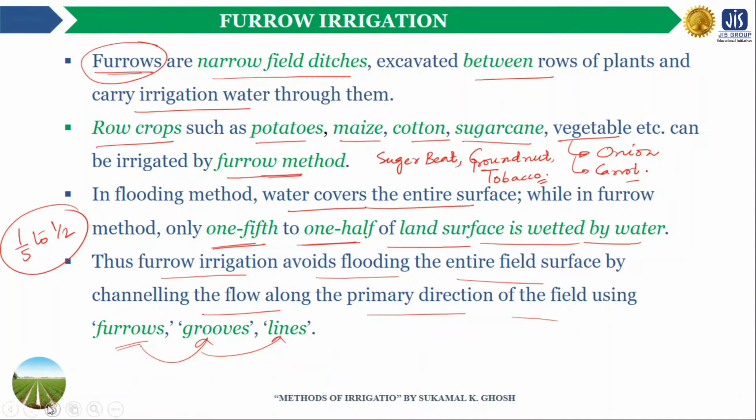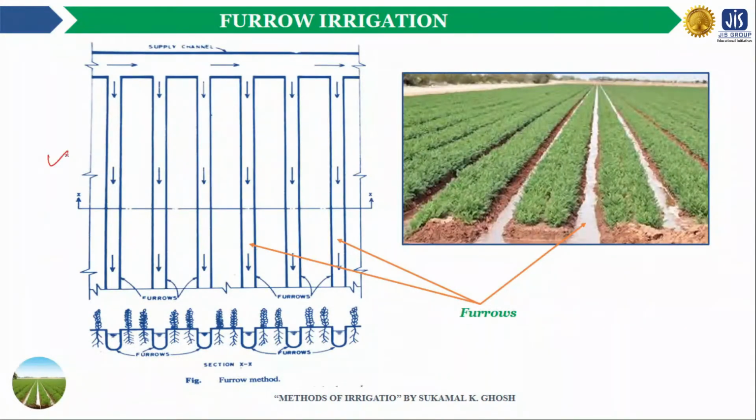This is a plan view of a portion of an agricultural field where the furrow irrigation method has been adopted for supplying water to the crops. You may observe in this figure that the long and narrow field channels or ditches are known as furrows, and the crops are growing in the space between the furrows. In this green portion the crops are growing.